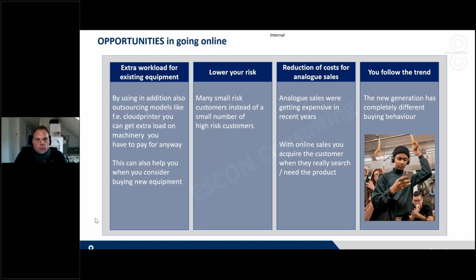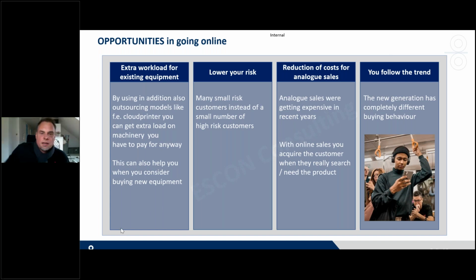Then for sure you lower your risk. For sure, everyone knows if you have many small risk customers, it's better as having one high risk customer, because if you lose a big one, then a lot of revenue goes away. And in online printing, the average order number is maybe around 100 to 150 euros. So if you lose here 1 or 2, it's not such a big mess than when you lose your biggest customer.